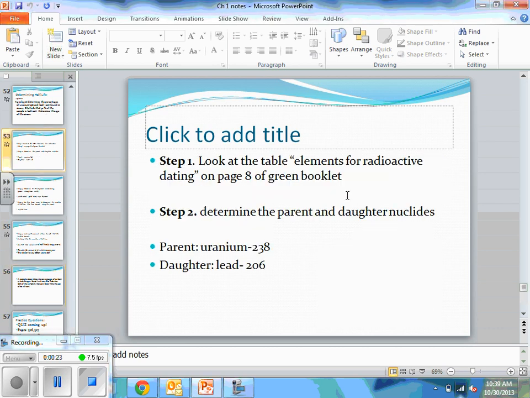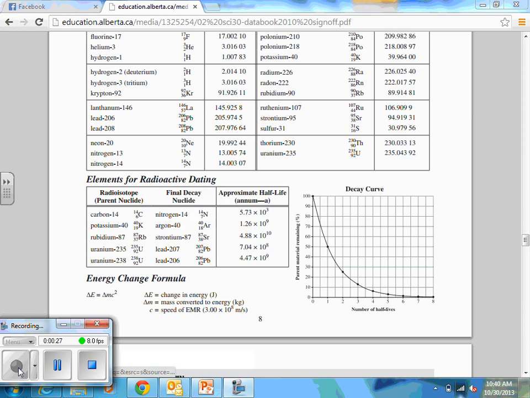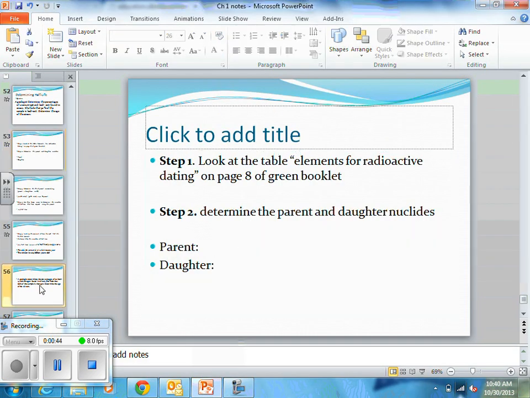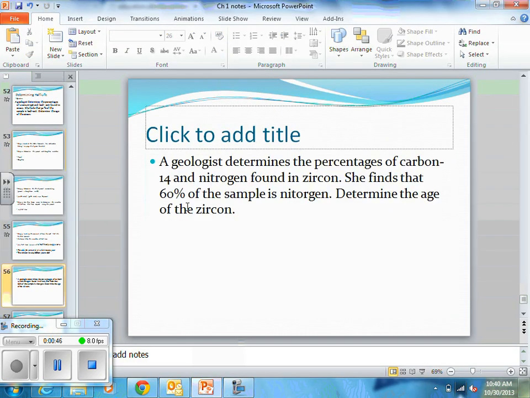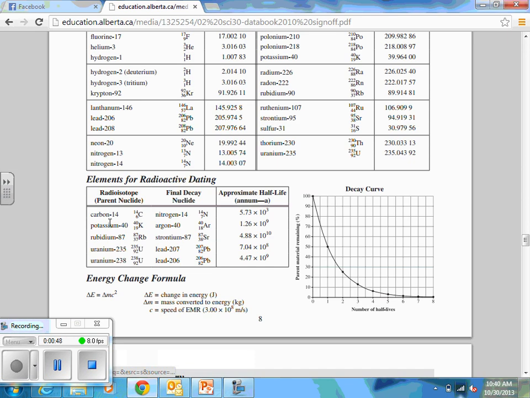step one, we have to look at the table of elements for radioactive dating. So we use this table to find our isotopes. You've got 5 parent nuclides to choose from, and then the corresponding daughter nuclide is on this side. So this is the final decay. In the question here, it talks about carbon-14. If we scan our list, carbon-14 is one of the parent nuclides. The daughter nuclide is nitrogen-14.